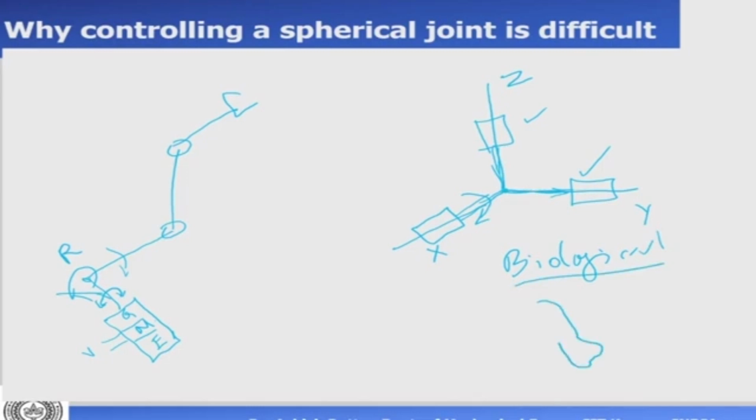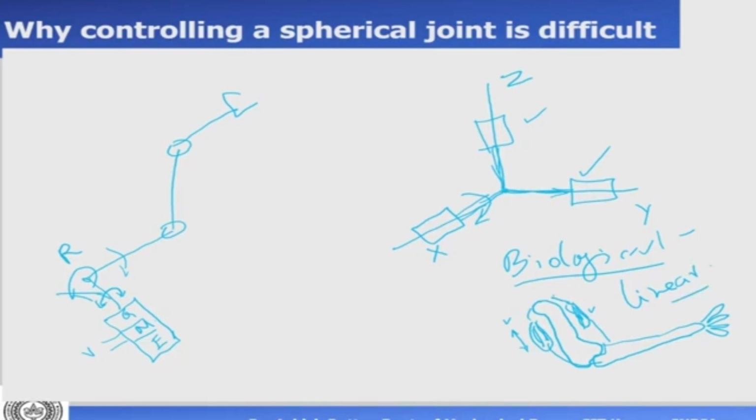So in the biological system, our hands are actuated by muscles. This is a muscle which is actuating the motion of the hand. If this muscle contracts, this will relax, and if this one contracts, then this will relax. So essentially biological systems have linear actuators, not rotating actuators like joints and motors.